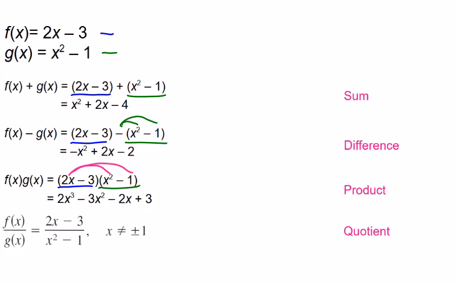Outer times outer, right, is what the O stands for in FOIL. Then we have inner, negative 3 times x squared is how we get negative 3x squared. And then we have last times last, right? Sorry, I messed up. When I said outer, I said negative 3 times negative 1, which is positive 3, but that's actually our last times last, right? Our outer, 2x times negative 1, is how we get the negative 2x there.